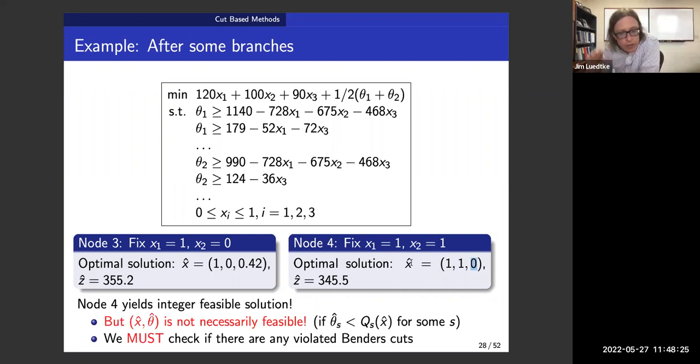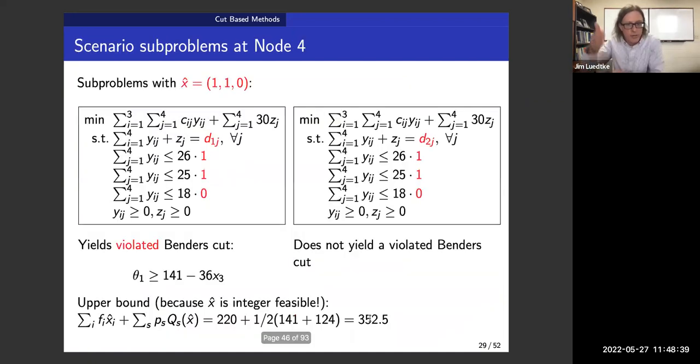This is the key thing we have to do at this point: the solution might not be feasible, because my objective function value might not be correctly recorded. So this is the point where I have to pause and generate Benders cuts, or look to see if there are any violated Benders cuts, by solving the scenario subproblems. So this is what it looks like.